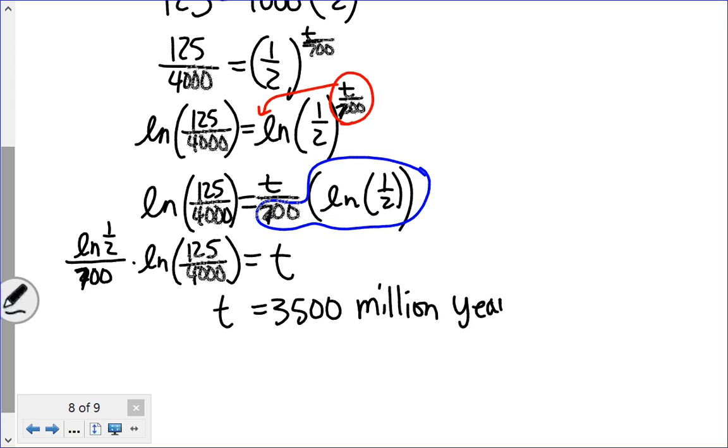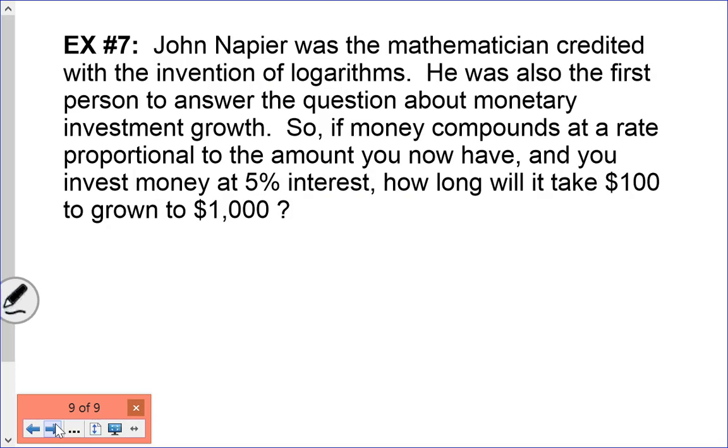All right, last question. Again, remember, you can rewind, stop, pause, everything. So I'm going to go through this quickly. You can pause and read the question. So Napier invented logarithms, or he's credited with it. He also answered a lot of questions about monetary growth.